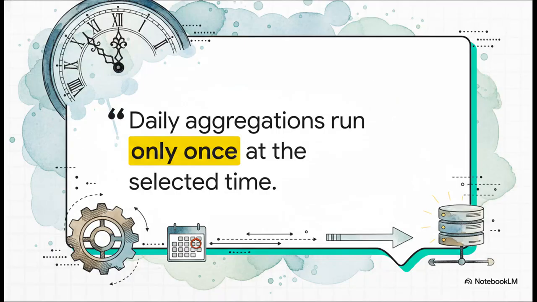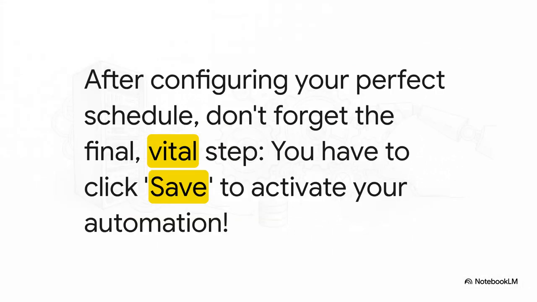And here is a really crucial detail to keep in your back pocket. When you set up a daily schedule, it only runs once at the time you specify. It's not running continuously all day. Remembering this one little fact will save you a lot of confusion about when your data is actually getting updated. Okay, you've picked your frequency, you've set the time, and now please do not forget this last vital step. You have to click Save. I know it sounds obvious, but it's really easy to set everything up and then just navigate away thinking you're done. This single click is what actually brings your automation to life.